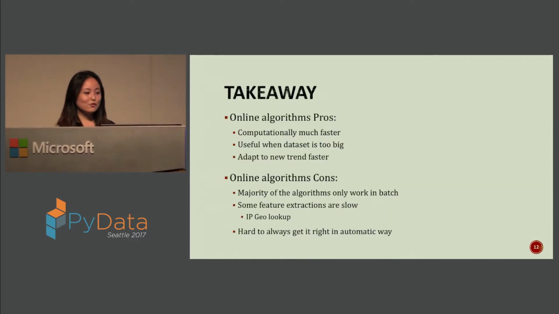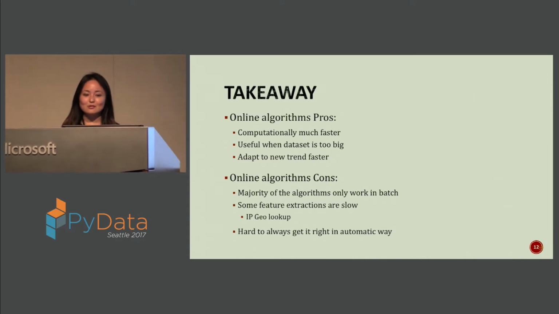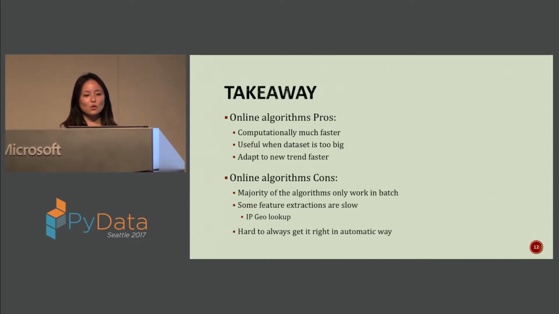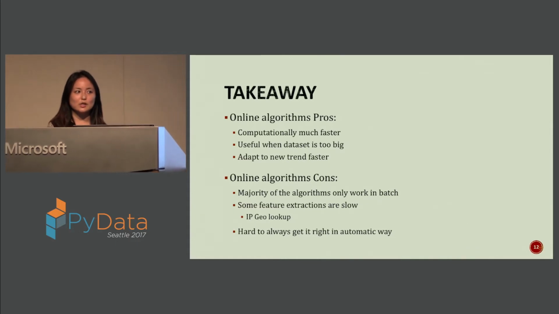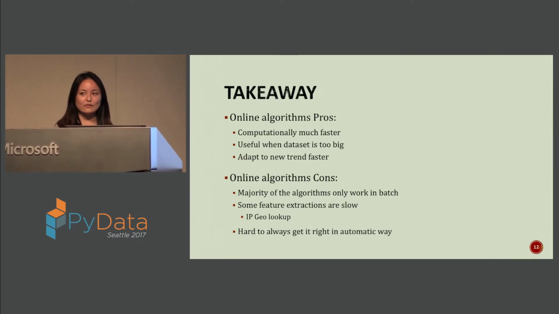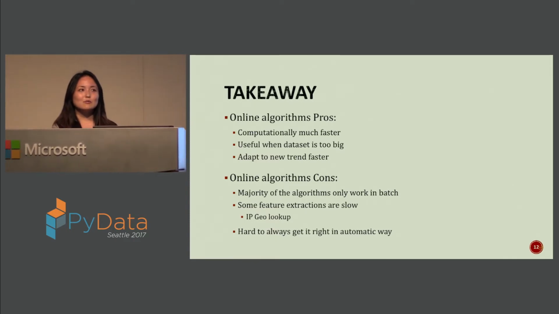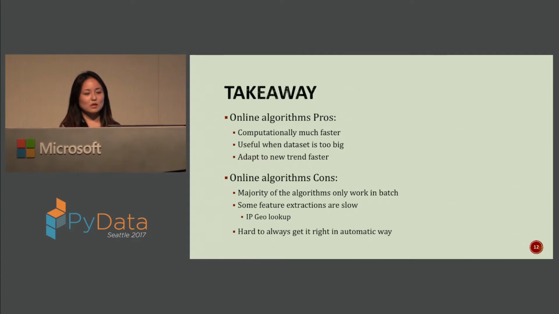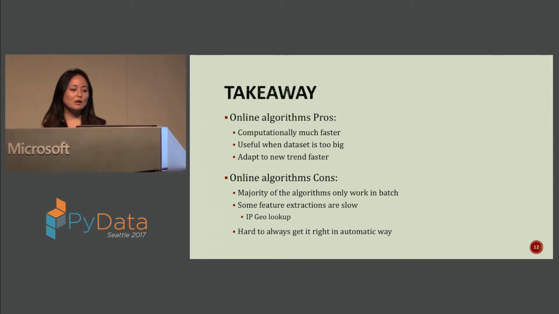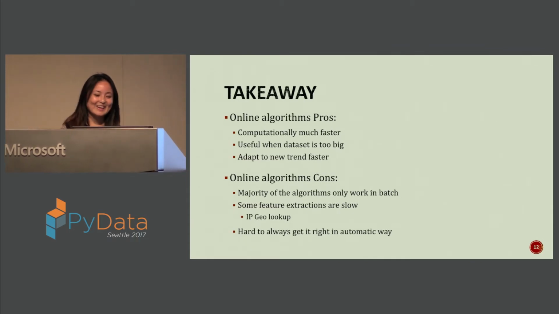A couple of takeaways for online algorithms: there are always pros and cons to almost everything. For online algorithms, it's usually computationally much faster. It can also be helpful when the data set is too big, because you can update your model in small chunks. It also adapts to new trends a lot faster than if you do everything in a batch or offline fashion. However, the disadvantage is that the majority of algorithms can only be performed in batch. So online algorithms are a separate research field that people constantly invest their time in, but we're not going to talk too much about it today.